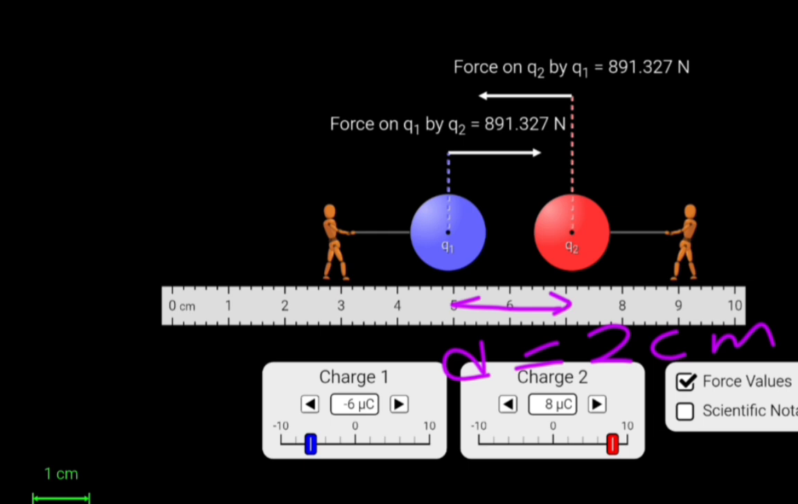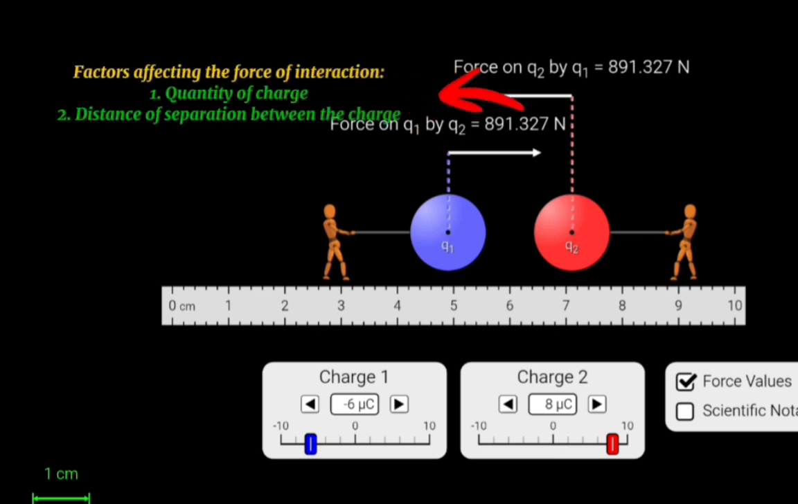I have kept the quantity of charge on each of them constant. The quantity of charge on Q2 is 8 microcoulombs. The quantity of charge on Q1 is minus 6 microcoulombs. Now look at what happens. The force of the interaction between the two charges, the force they exert on each other, has increased. You can see it is now 891.327 Newton.